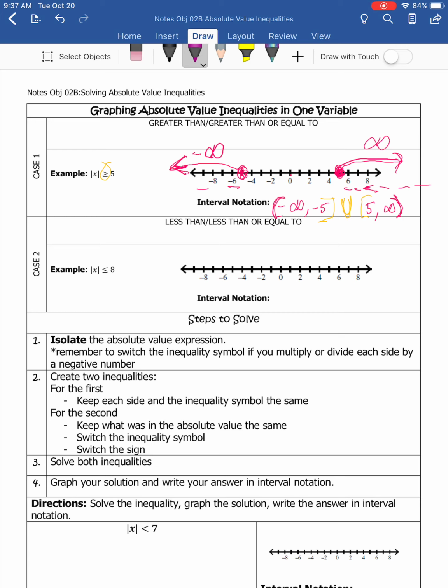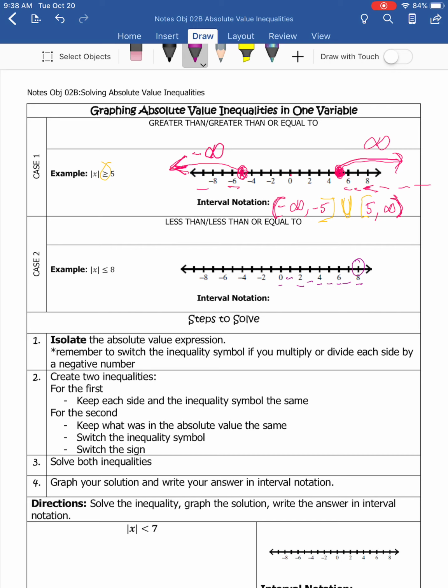Here's the second case. So we have greater than or equal to. Now we have less than or equal to, and so we're going to look and see what that looks like. So now we're looking for all the values that are less than 8 spaces away from 0. So here's my 0. I know 1 is less than 8 spaces, 2 is, 3 is, 4 is, 5 is, 6 is, 7 is, 8 is less than or equal to 8 spaces, but 9 isn't. So I actually stop right here at 8.